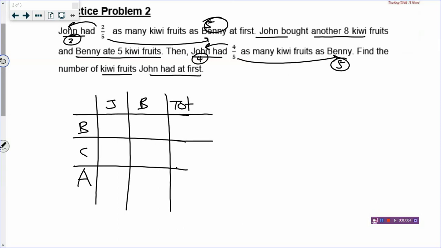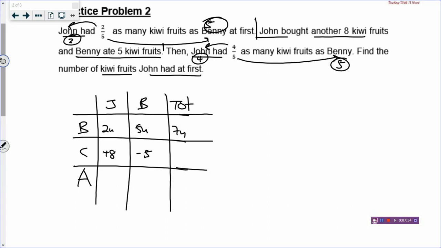Alright, so let's revise how we fill in the boxes. Alright, now you start with the first sentence. So John had 2 boxes, or 2 units. Okay, 2 units. Benny has 5 units, and the total is 7 units. So you are done until here. John bought another 8. So you plus 8, right? And Benny ate another 5 kiwi fruits. So when you eat, it means you have less already. So Benny will have to minus 5. Okay, so make sure you fill in the boxes correctly.